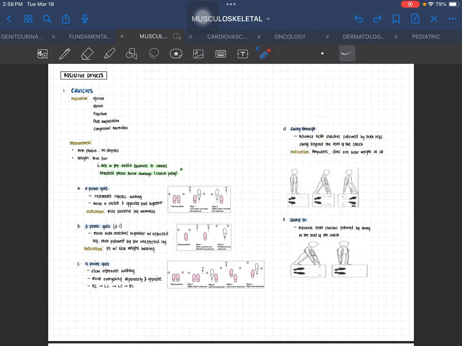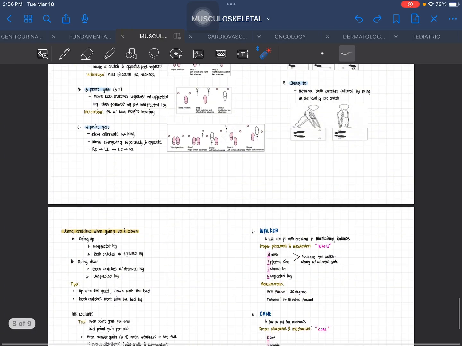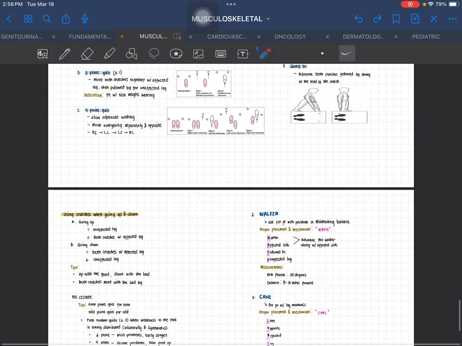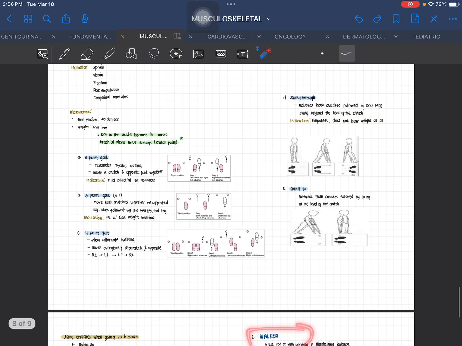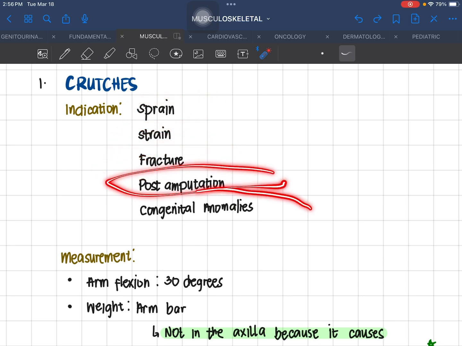So, next is the assistive devices. So, tatlo yung assistive device na common sa NCLEX. We have the crutches, walker, and cane. So, start tayo sa crutches. Crutches is used sa mga patient na may sprain, strain, fracture, post-amputation, and congenital anomalies.